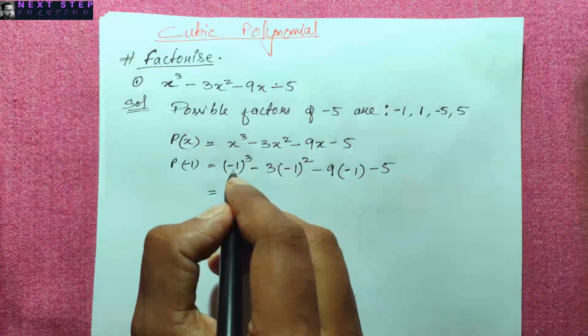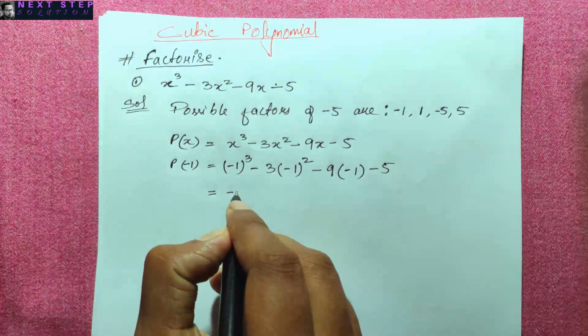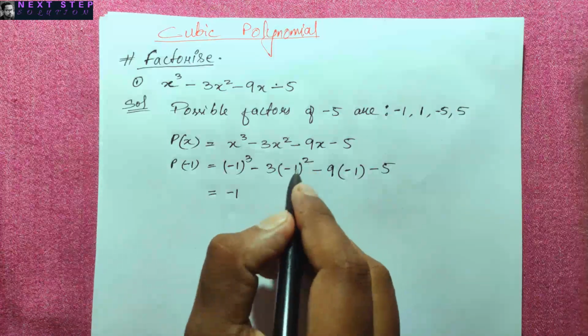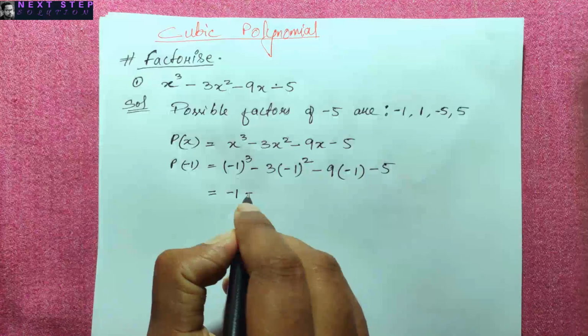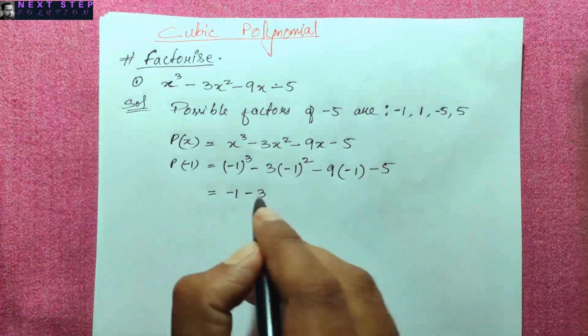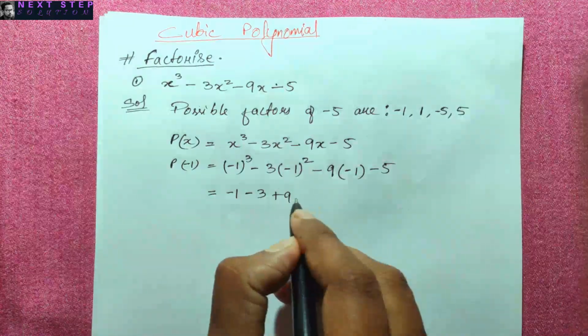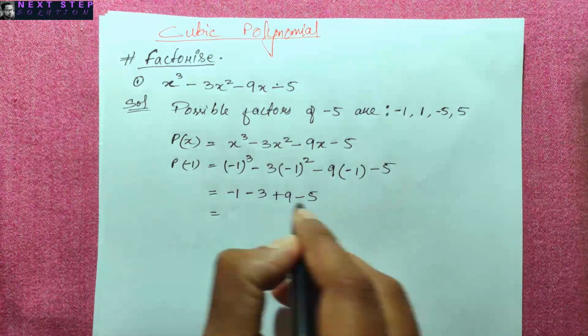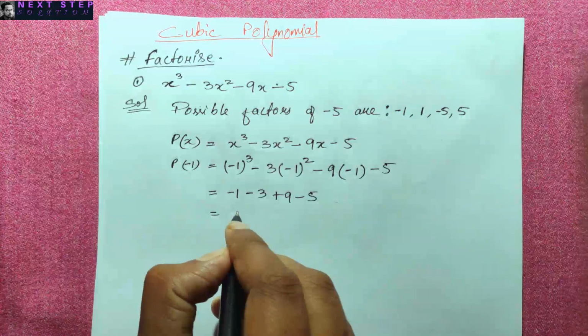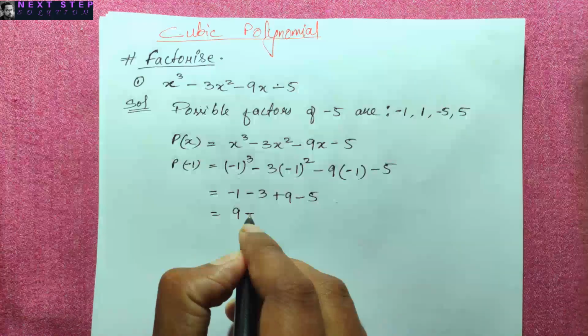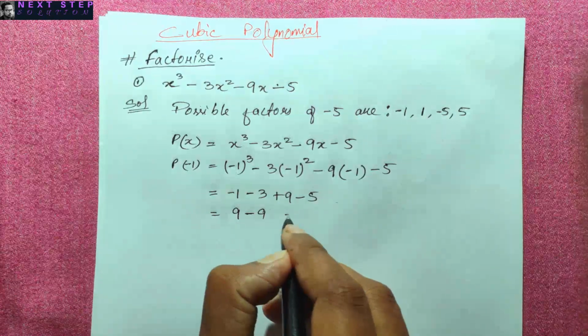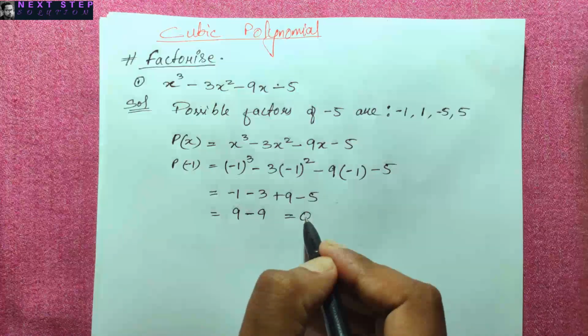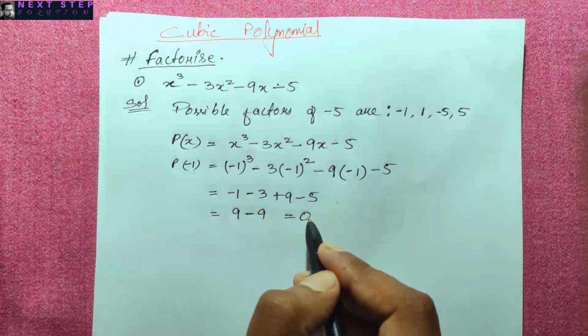Minus 1 cube is minus 1. Then minus 1 square will become 1. 1 into minus 3 is minus 3. Minus 9 into minus 1 is plus 9, and minus 5. Now if we add up all the positive numbers here, the sum will be 9, and the sum of all the negative numbers will be minus 9. 9 minus 9 becomes 0. So we come to know that it is a factor. When the remainder is 0, that means it is a factor.